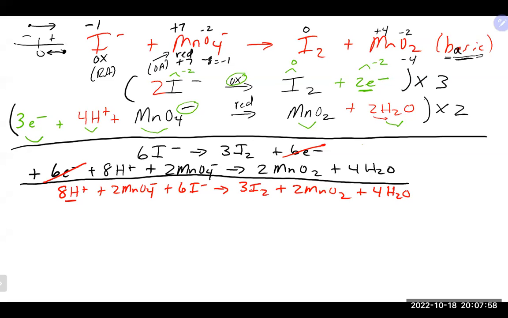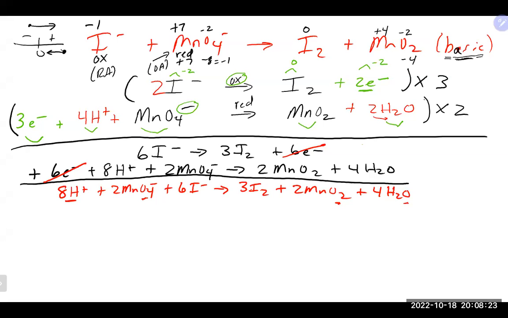Just to make sure really quickly here, we've got 8 hydrogens on the left, 4 times 2 is 8 on the right, 2 Mns on the left, 2 on the right. We have 2 times 4 here for 8 oxygens there. 4 oxygens there plus 4 more over there gives us 8. And 6 I's on the left and 3 times 2 on the right is 6.